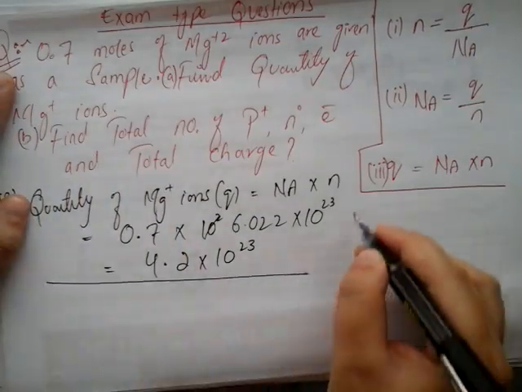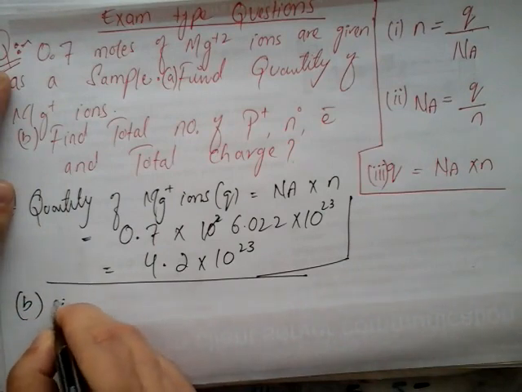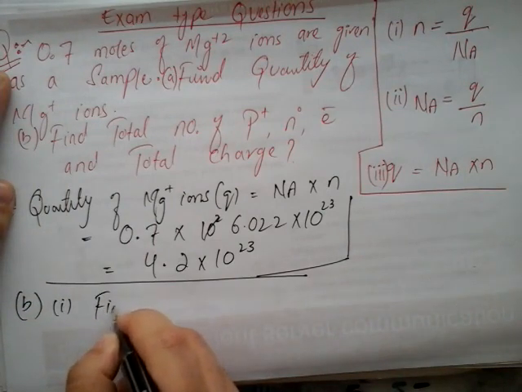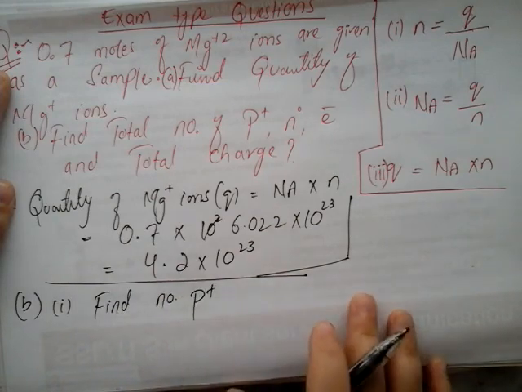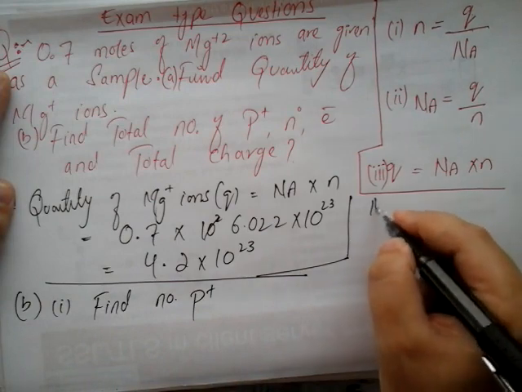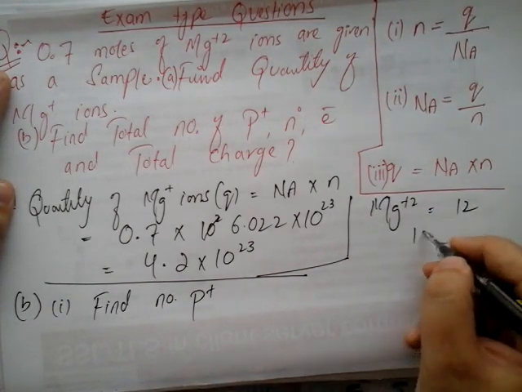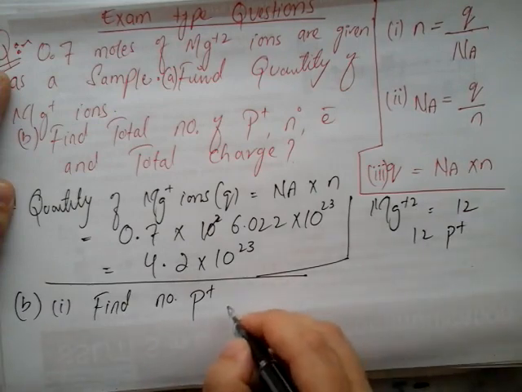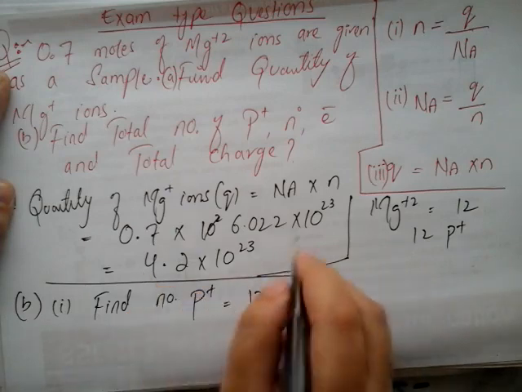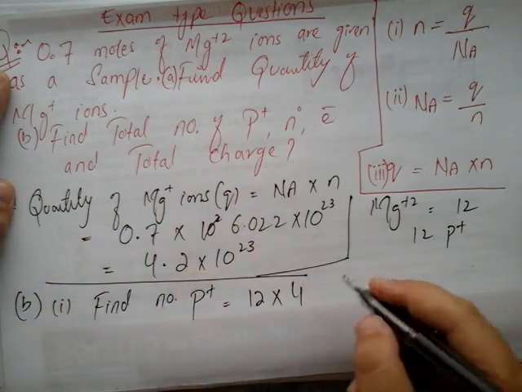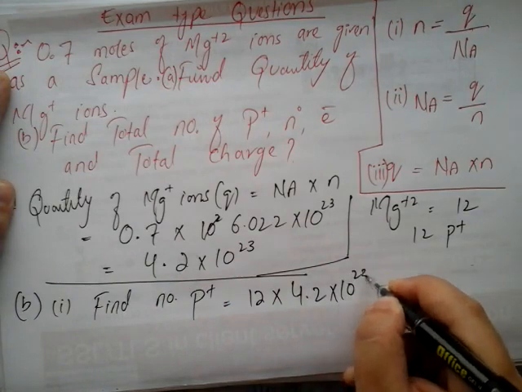Now part B of this question. First you have to find the number of protons. We know that for magnesium the atomic number is 12, so it means that it has 12 protons. So what will we do? We will multiply 12 by the whole quantity of the substance, that is 4.2 into 10 raised to power 23.